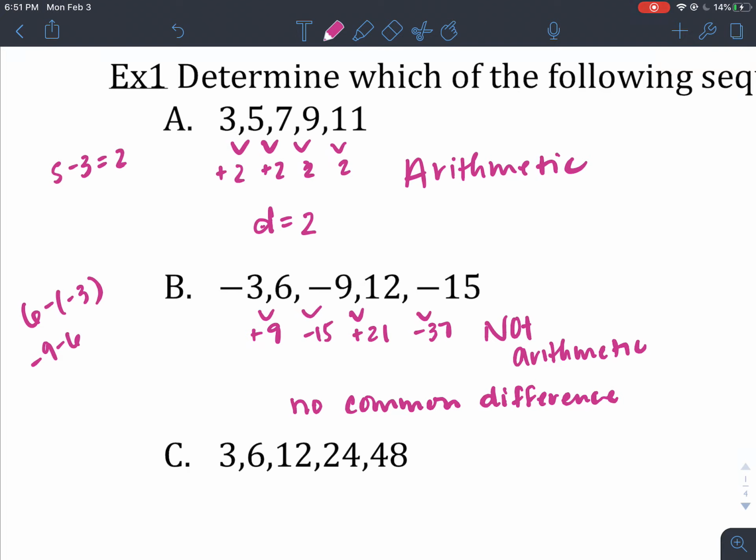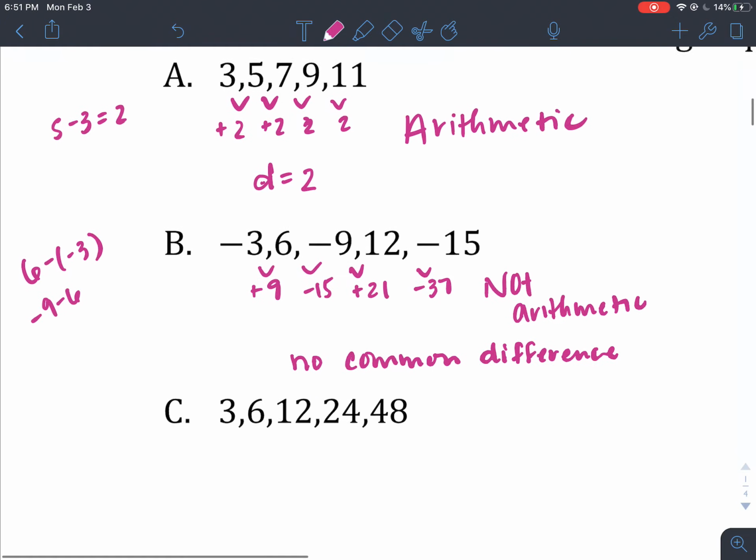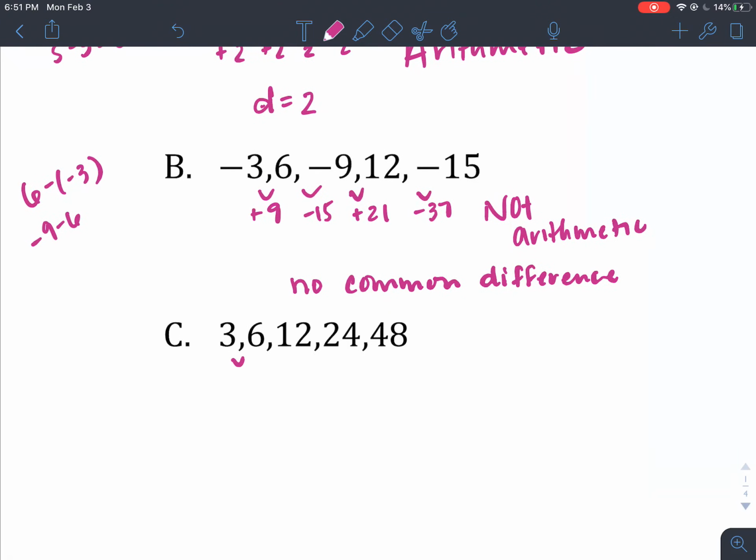If I look at C, 3, 6, 12, 24, 48, again, 3 to 6, we add 3. 6 to 12, we add 6. I don't even need to check anymore. I already know no common difference, not arithmetic. All right, so checking if they're arithmetic or not, we're looking for that common difference. So you can do these next 3 examples. Go ahead, you can pause the video, try them on your own, and then come back and check.